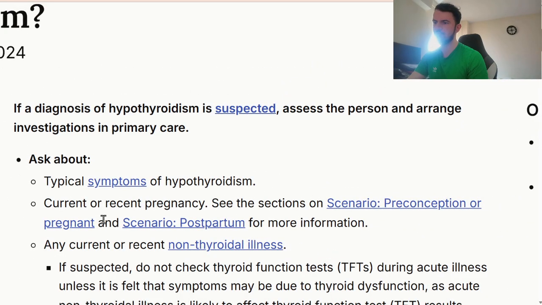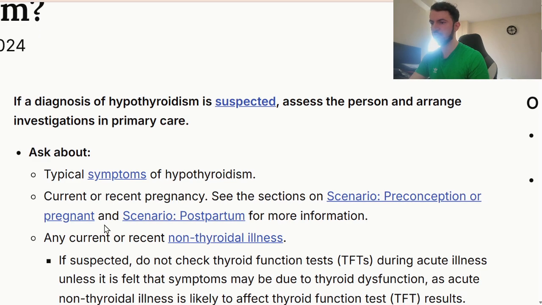So current or recent pregnancy, as a lot of thyroid medication is contraindicated in pregnancy. A main example is the medication used for hyperthyroidism, so used for Graves' disease. Carbimazole is used for Graves' disease, and that can cause congenital malformations. That is a very, very important point.